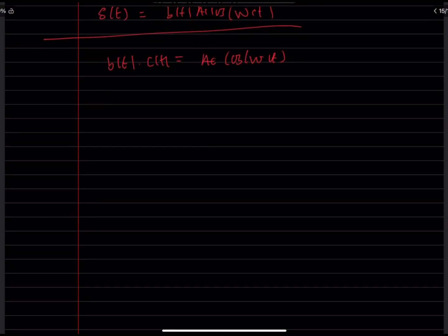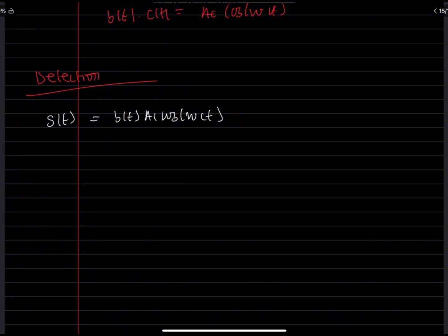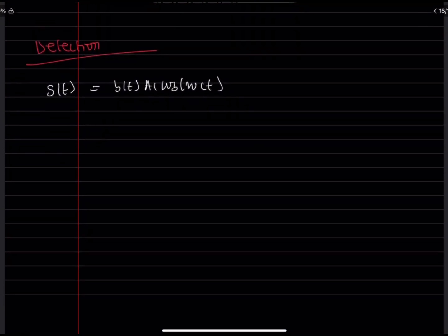So let's quickly look at the demodulation, which is the detection. For the detection, we know that our S of t, which is the output that we obtained earlier, is equal to B of t Ac cos omega ct. If we are using a carrier to detect it, that means we are using the same carrier that was used to modulate it, and in that case we can call it synchronous demodulation, because it uses the same carrier that was used to modulate it.